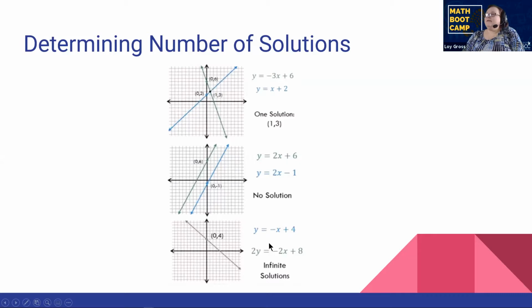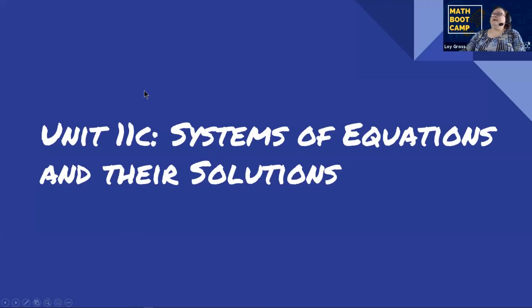And here's our third example, and you'll notice that there's only one line here. That's because it's the same line. This equation here, y equals negative x plus 4, will give you this line. And this equation here, 2y equals negative 2x plus 8, will also give you this line. There are an infinite number of solutions along those lines. So the number of solutions you can have when you have a system of equations is one solution, no solution, or infinite solutions. And that's talking about systems of equations and their solutions.